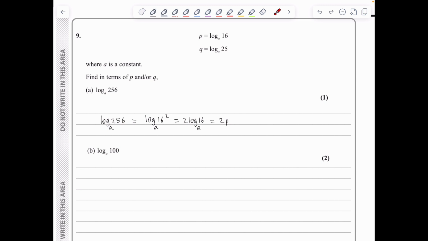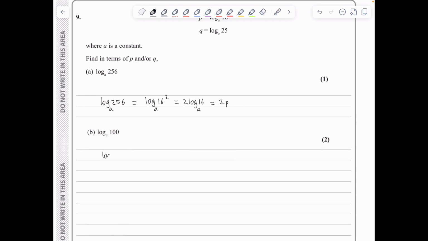In part b, we're dealing with the log of 100 base a, and the first thing that comes to mind is splitting the 100 as being the product of 4 and 25. So it's a log of 4 times 25 base a.